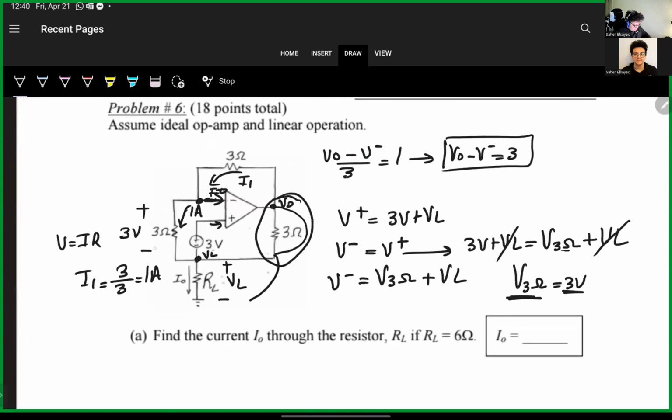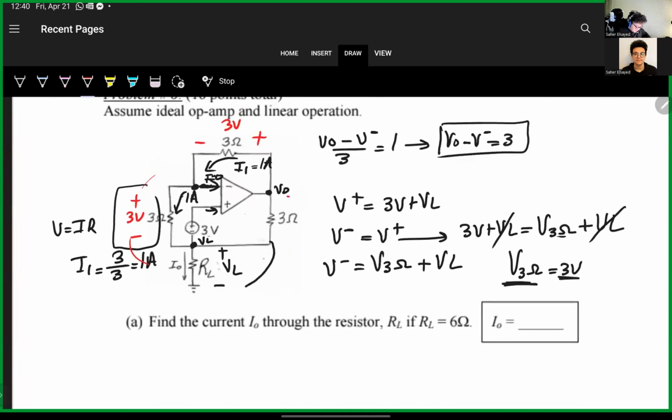Sorry. So we figured out that this is 1 amp, right? That means the voltage across here is also 3 volt, and the voltage across here is 3 volt. Let me change the color so that we know. So plus minus 3 volt, and this is plus minus 3 volt. So we can do some sort of a KVL going through here.